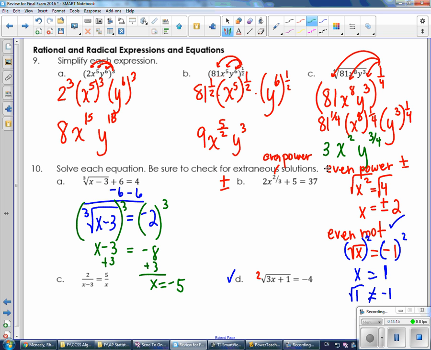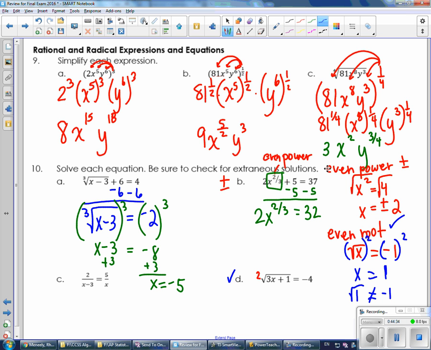In letter B, the goal is to isolate the term that involves x. Then I'm going to do that again by reversing my order of operations. So I'm going to subtract 5 first, and I'm going to get 2 times x to the 2/3 is equal to 32.